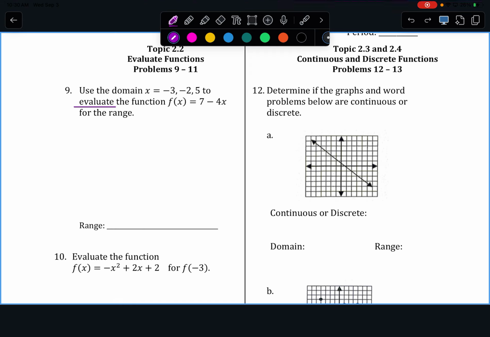All right, let's see. I'm going to do the first one. I'm going to try to highlight here so we can keep track. I'll do pink. So we're going to do -3 first. I'm going to write this as f of -3, because that is the specific x they want me to plug in. And then 7 minus 4 times -3. So all I'm doing is substituting that value in for x.